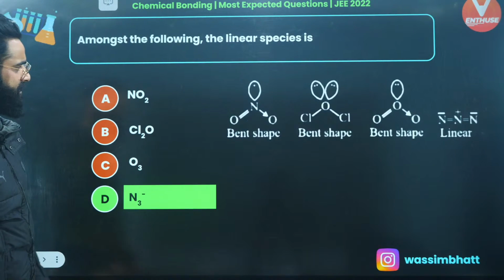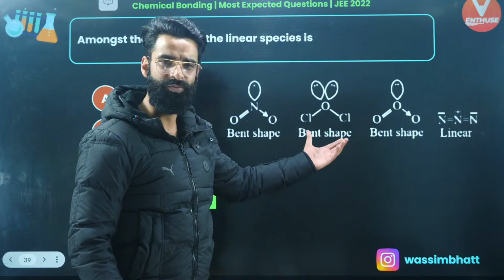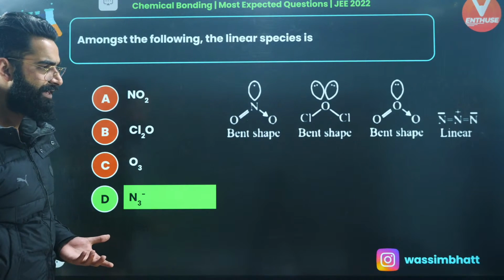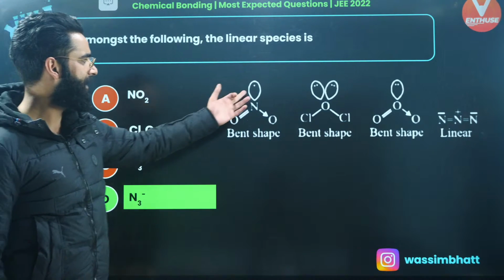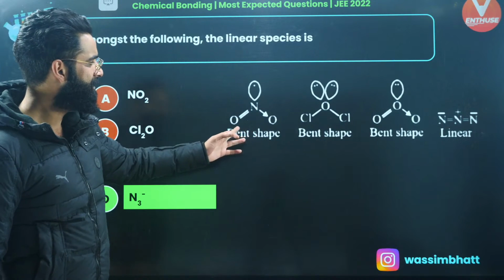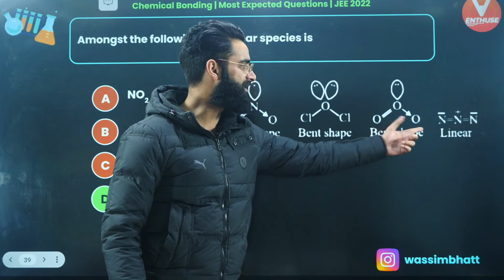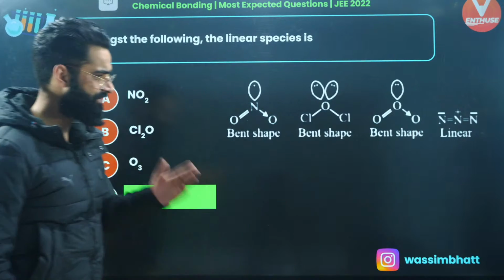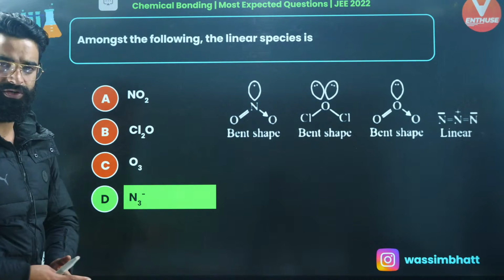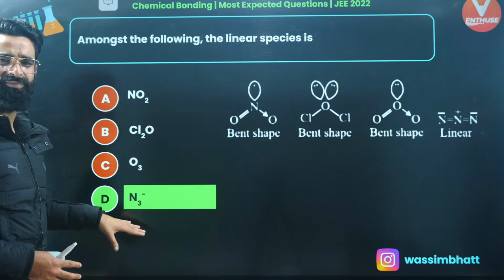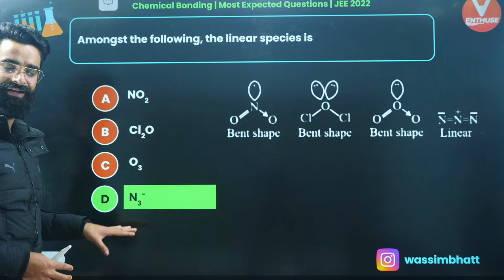If you want to have a look at their structures, just have a look at their structures as well. These are very, very common examples, right? This NO2, odd electron species, right? It's bent. Cl2O, it's again bent, like water shape, right? O3, again bent. N3 negative is the only one which is linear among all. I'm sure this sort of question you can do, and do remember these examples. These are frequently asked, okay?